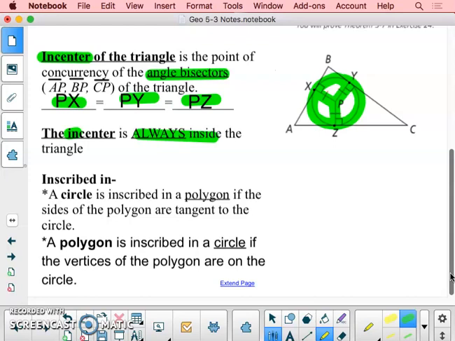A circle is inscribed in a polygon if the sides of the polygon are tangent to the circle, which means the sides will only touch the circle in one point. A polygon is inscribed in a circle if the vertices of the polygon are on the circle, and that's what's happening with our circumcenter from yesterday.